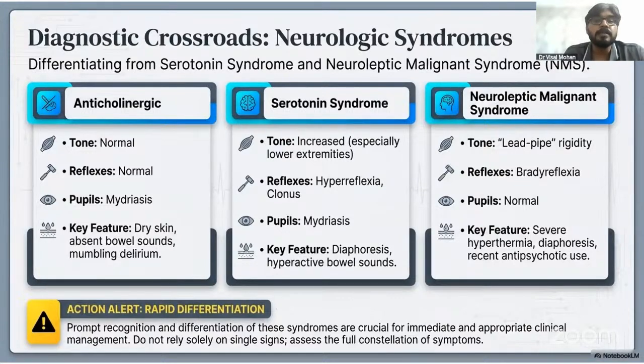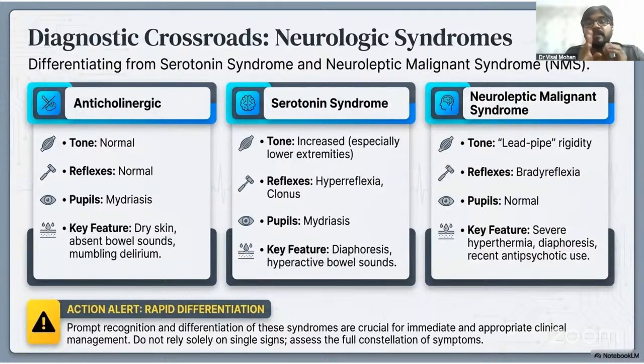Another important thing is how to differentiate. Basically, anticholinergics, it's because of drug toxicity, right? So we need to differentiate between the different drug toxicities. It can be an anticholinergic, a serotonin syndrome, or a neuroleptic malignant syndrome. How do you differentiate between these common syndromes? Okay, in case of anticholinergics, we have discussed the tone is normal, reflex is normal, the patient just has a mydriasis, dry mucous membrane, ileus, mumbling speech, hallucination, and reduced bowel sounds.